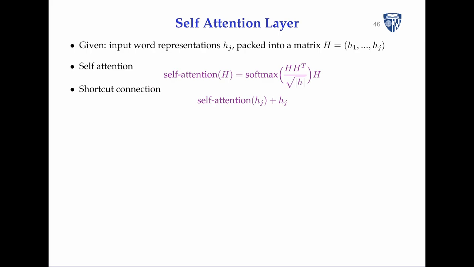So, in addition to the self-attention calculation, we also add in the original vector. So this is the refined representation, and we just add in the original representation so we can combine the two. So this is just a classic shortcut connection. Remember when we first talked about shortcut connections, where we said y equals f of x plus x. This is basically what happens here.